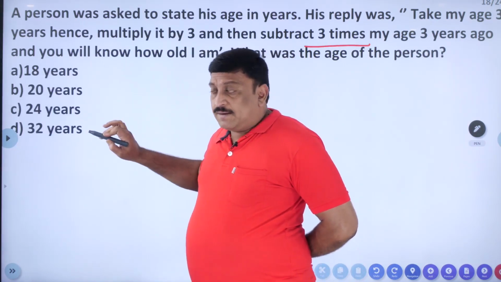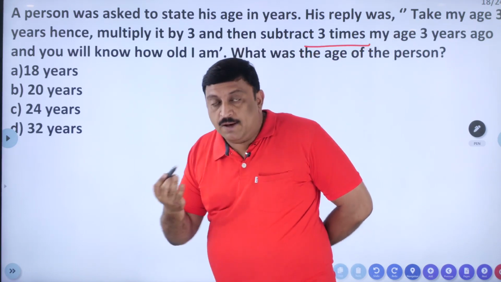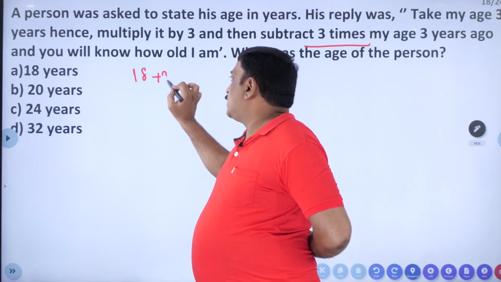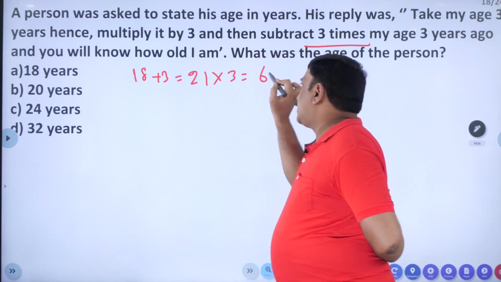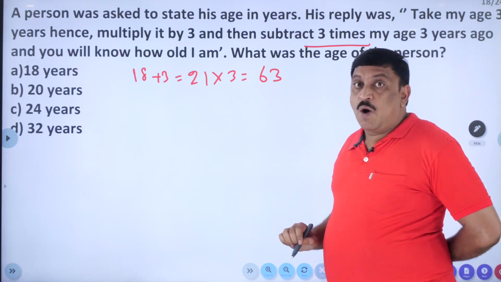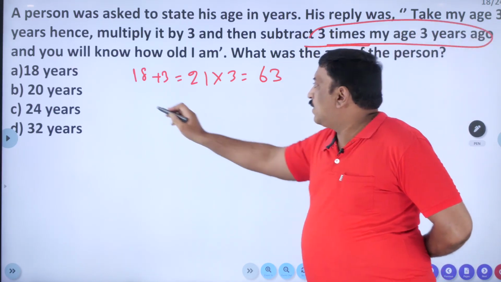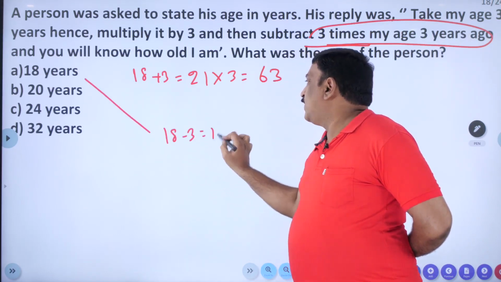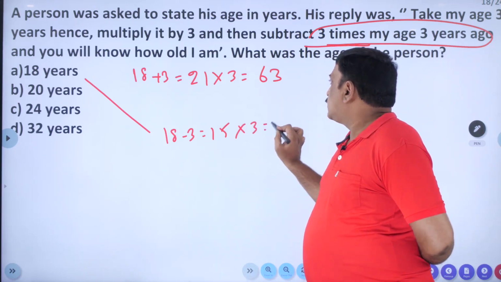Suppose it is 18. After 3 years it will be 21. 18 plus 3, that is 21. That 21 I have to multiply 3 times, 63 it becomes. But we have to subtract from this 63. How much we have to subtract? 3 times my age 3 years ago. That means I consider 18, no. So 18, 3 years ago is 15. This 3 times is what? It is 15 times 3 is 45.